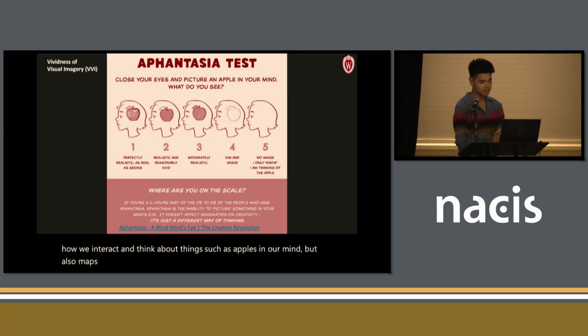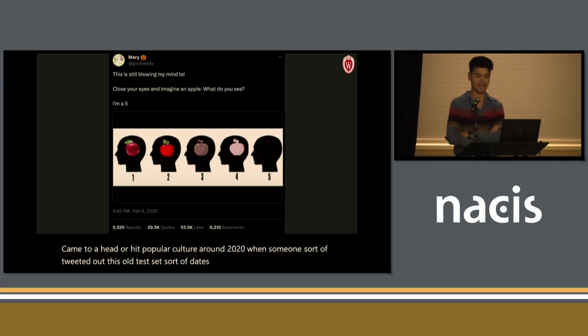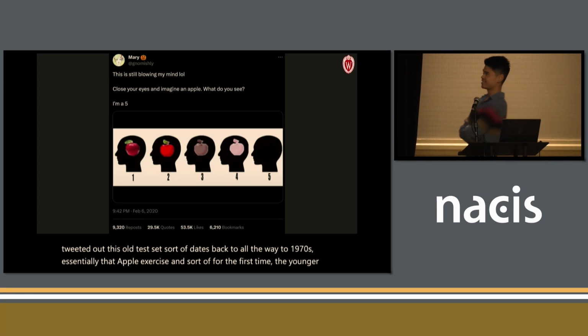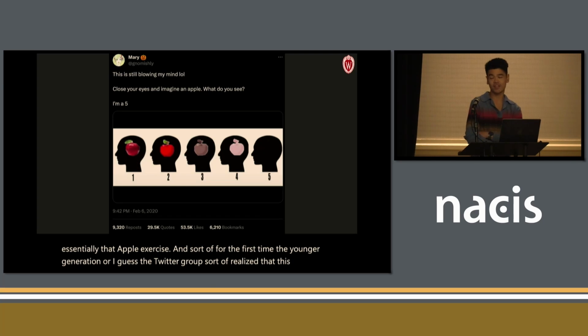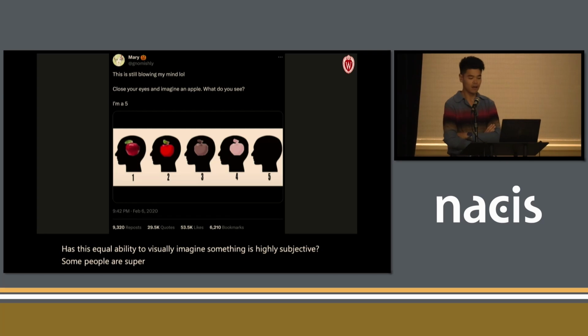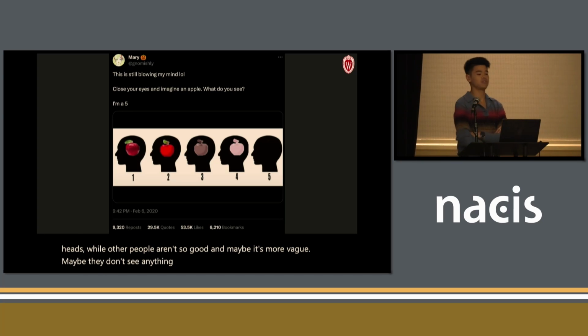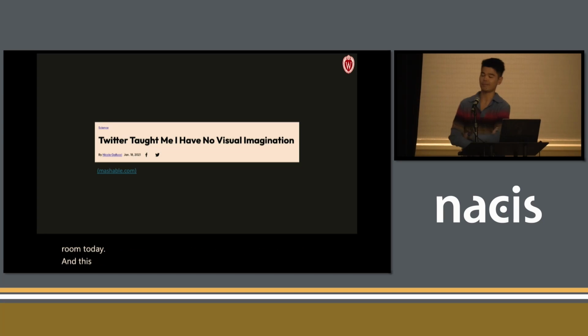So this condition came to a head or hit popular culture around 2020 when someone tweeted out this old test that dates all the way back to the 1970s, essentially that apple exercise. And for the first time, the younger generation, or I guess the Twitter group, realized that this subjectiveness in mental imagery exists. People were realizing that what they had assumed for their entire lives as this equal ability to visually imagine something is highly subjective. Some people are super amazing and great at imagining things in their heads, while other people aren't so good, and maybe it's more vague, maybe they don't see anything at all, and perhaps some of you are in this room today.